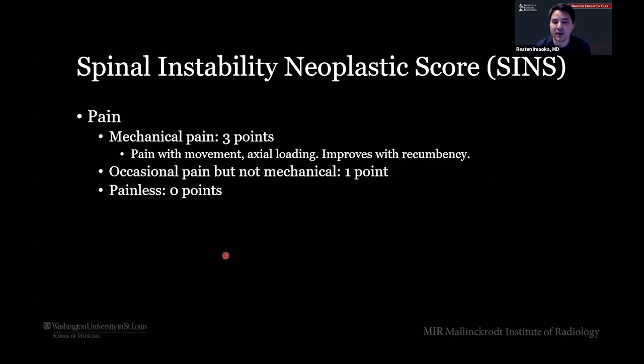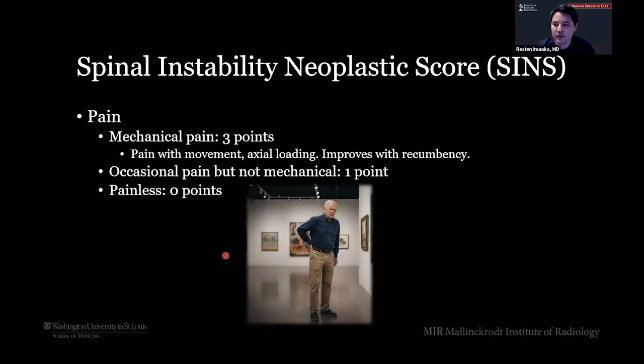And then we talk about pain, right? This is a thing that we can't really tell from just looking at their MRIs or their CTs. This is where that physical examination and detailed history really come into play. So mechanical pain gives you 3 points. These are people like maybe this unfortunate guy who's describing pain after prolonged standing or sitting. Maybe he's been walking around a museum like this all day and now he's got some back pain. It's relieved when he's lying down.